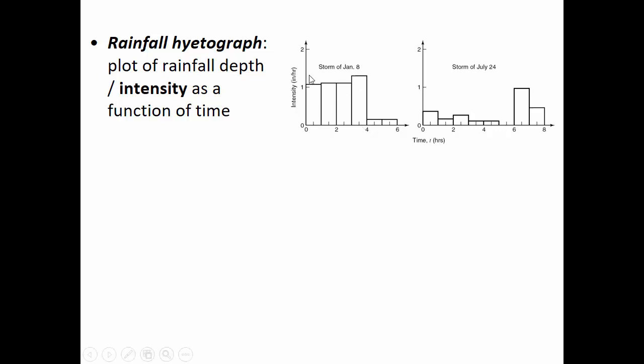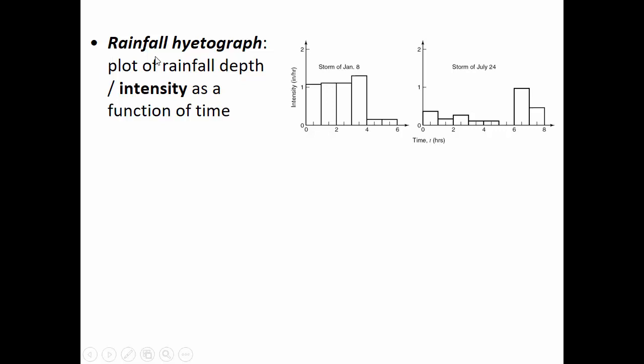If you multiply the intensity by the duration, then we know that in the first hour about 1.05 inches of rainfall fell. Then in the second hour, about the same amount of rainfall happened.